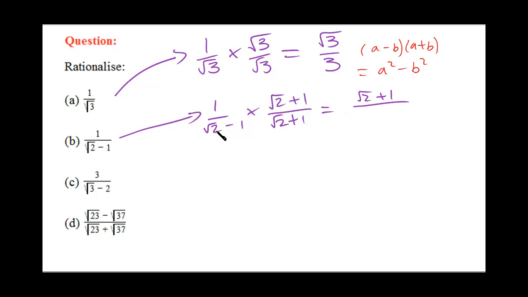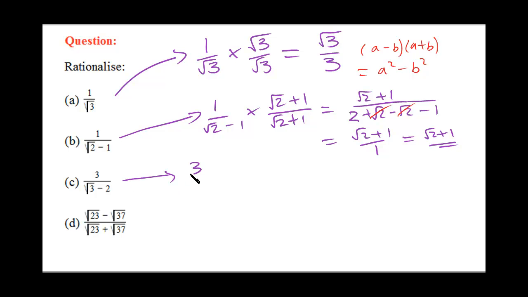The bottom, you get root 2 times root 2 is 2. Root 2 times 1 is root 2. Minus 1 times root 2 is minus root 2. And you get minus 1 times 1 is minus 1. And we see that we've got plus root 2 minus root 2, so those are going to cancel, just like I said it would in the difference of two squares, and leaves us just 2 minus 1. 2 minus 1 is 1, so you're left with root 2 plus 1 over 1, which equals root 2 plus 1.